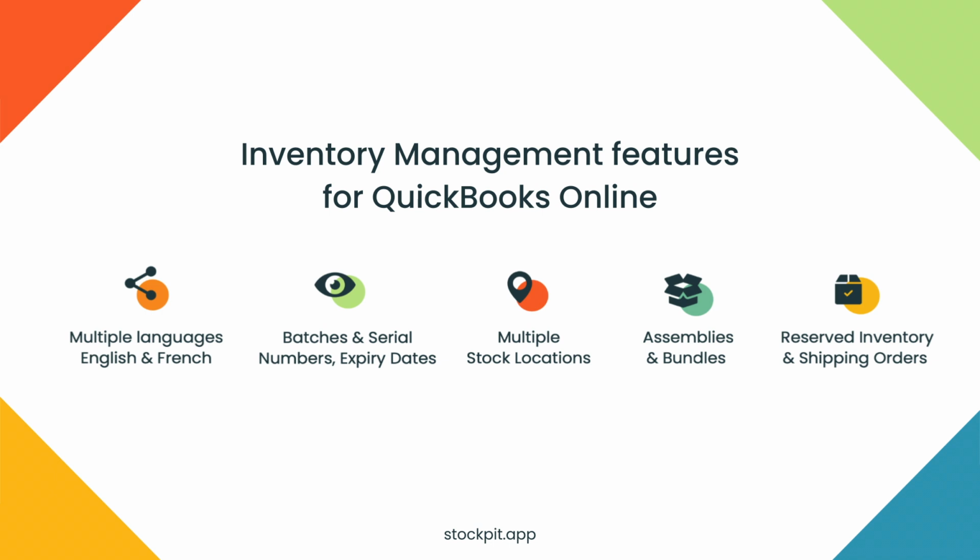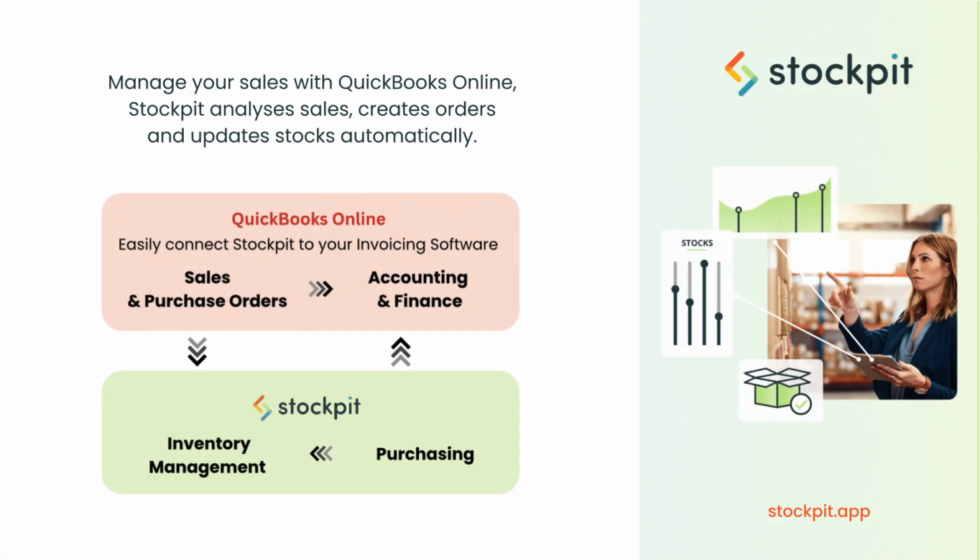These features include multiple stock locations, assemblies, reserved inventory with available and on-hand inventory, shipping orders, back orders, and more. To do this, the Stockpit app connects to your QuickBooks account to analyze sales and purchases, then automatically updates your inventory.